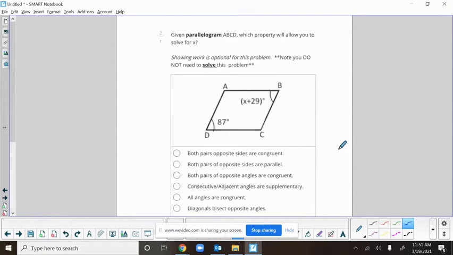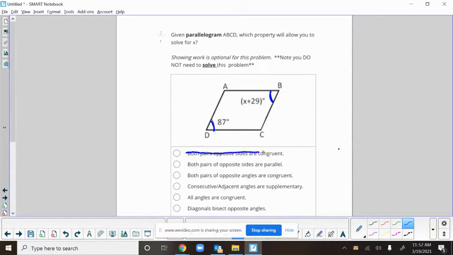So in this problem, it tells you it's a parallelogram and asks you which property will allow you to solve for x. So the first thing you have to realize is they're giving you angle measures because you've got degrees here, you've got degrees here. So you have to think about all the properties that have to do with angles.